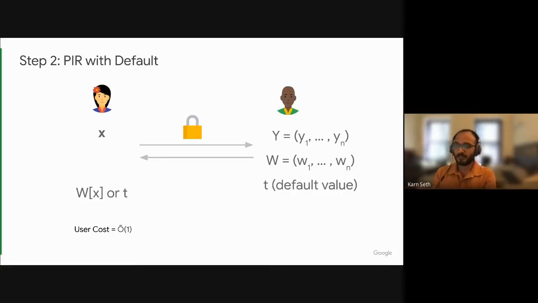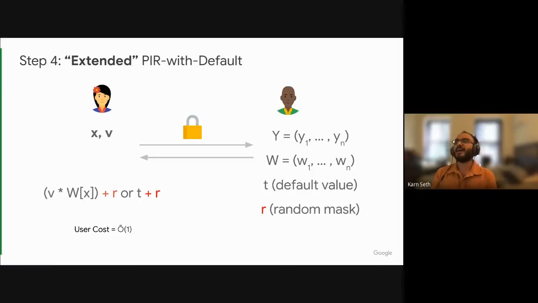The main technically difficult part in our work is getting rid of this garbage value and replacing it with a default value that's specified by the server. We call this PIR with default. If you're in the set, you get back the associated weight. Otherwise, you get a server-specified default. We add a couple more things to this. We allow the user to insert a value, so you'll get back either the product of the value and the associated value from the server, or the default. And finally, the user gets back the value masked with a random mask.